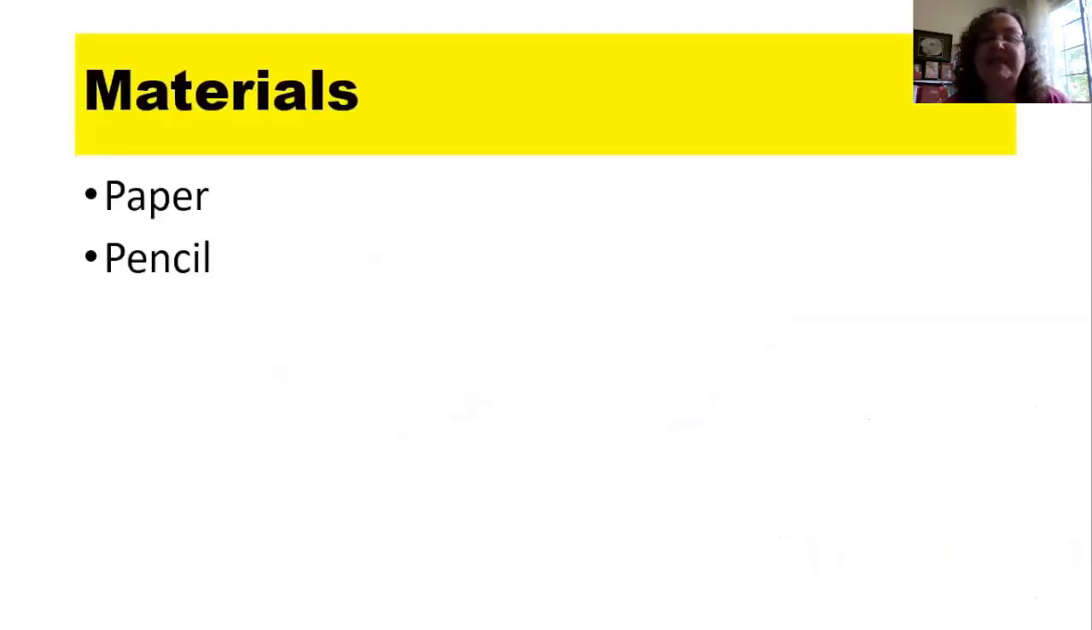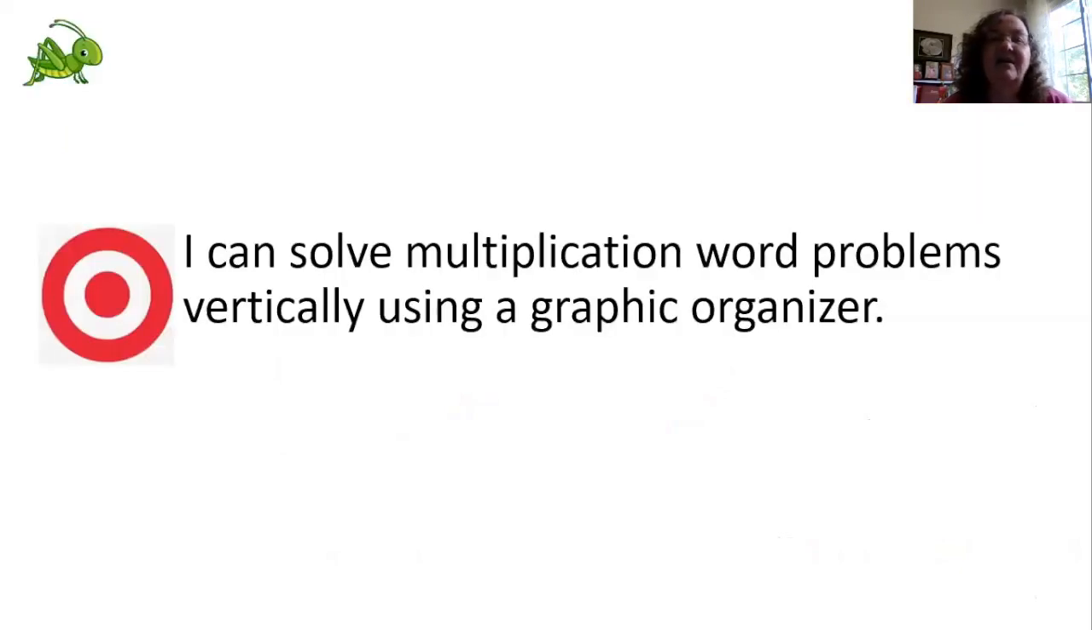All right, the materials you're going to need today are paper or the practice set. At the end of the practice set is a graphic organizer, or you could just draw it onto your paper, and a pencil. Let's get started. Our learning target again is I can solve multiplication word problems vertically using a graphic organizer. Well, vertical means up and down. So let's go into the lesson and find out.